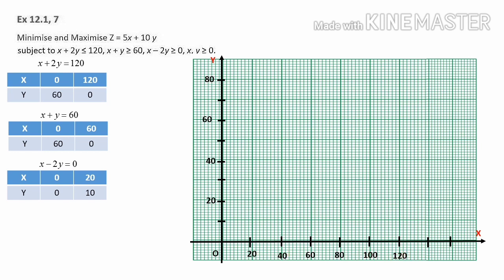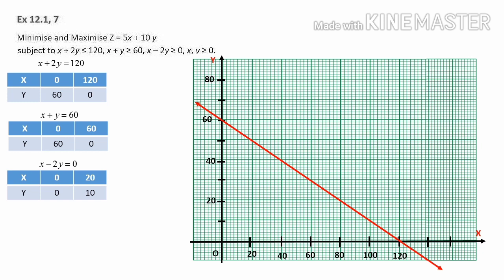Here on the x-axis and y-axis I am using two different scales, but when you are drawing it on your graph sheet you can use the same scale. It is not a problem. Here when we draw, first the points (0, 60) and (120, 0). (0, 60) comes here as the first point. Next, (120, 0) comes here. So when you join these 2 points you will get a straight line like this.